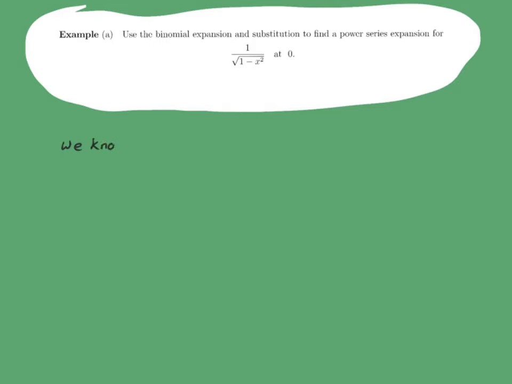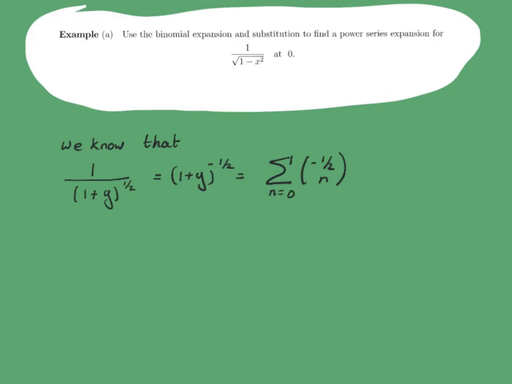Let's try another example. Here we have 1 over the square root of 1 minus x squared, and we know that 1 over the square root of 1 plus y, which is 1 plus y to the minus 1/2, has a binomial expansion. And I always like to write out the first few terms of a series to see what's going on.